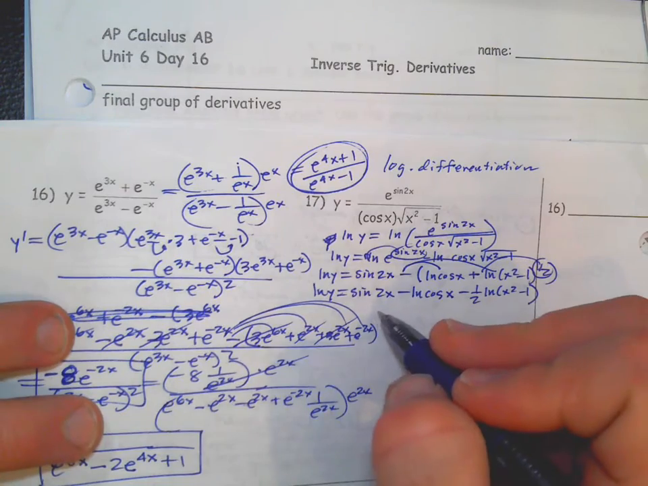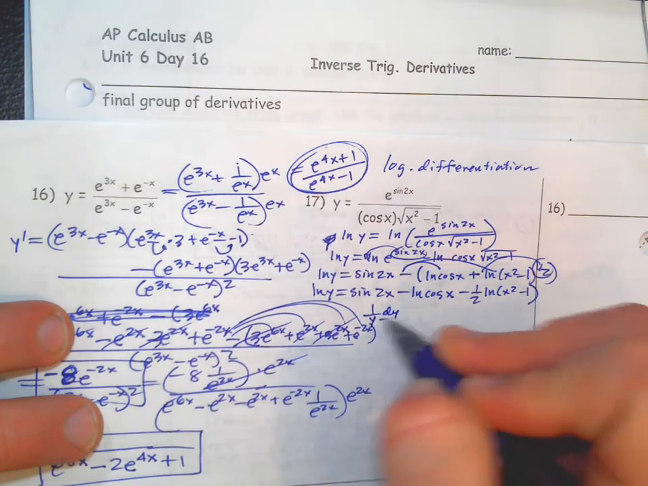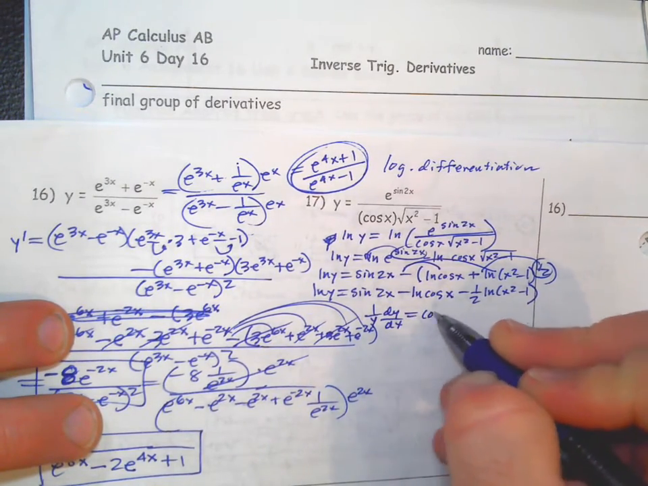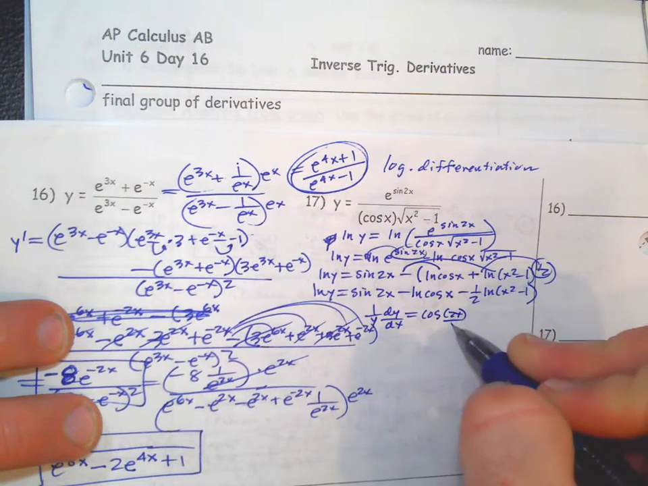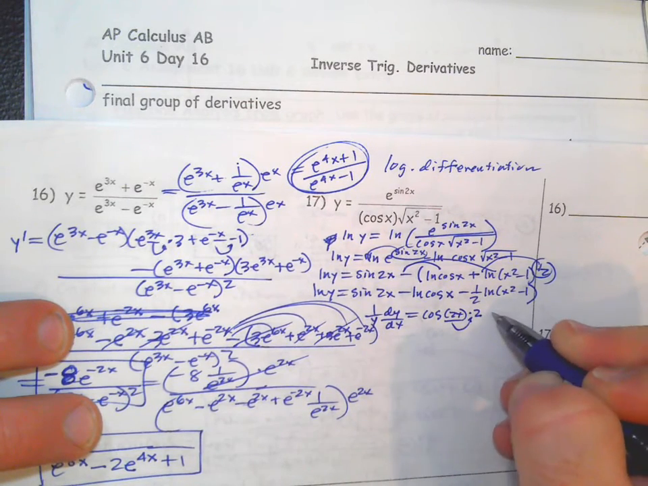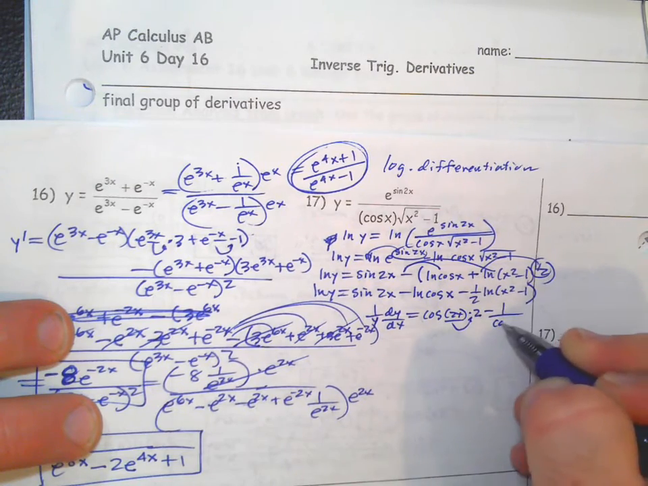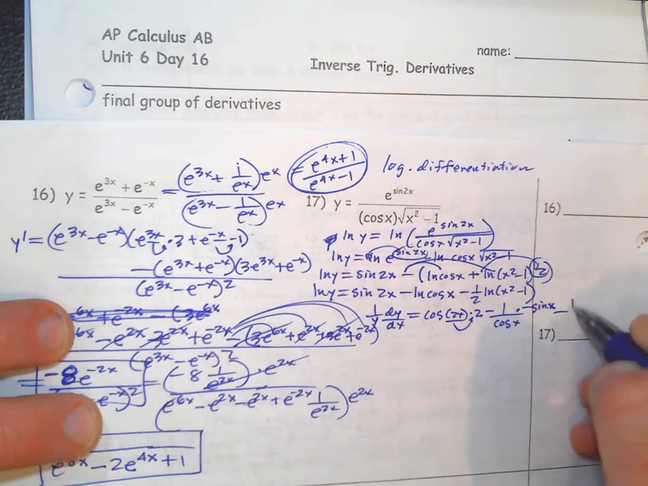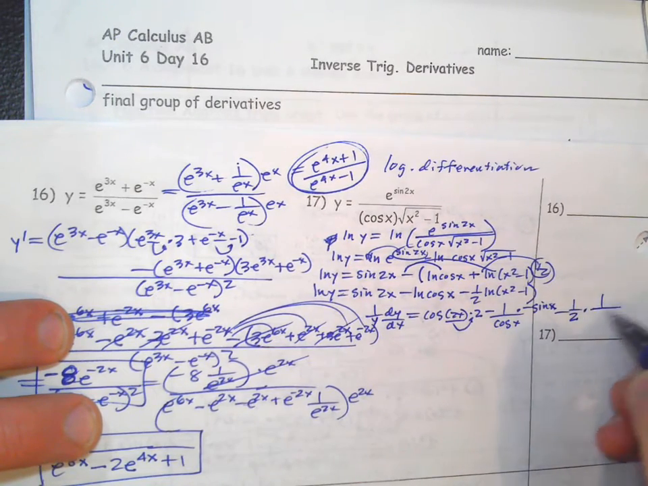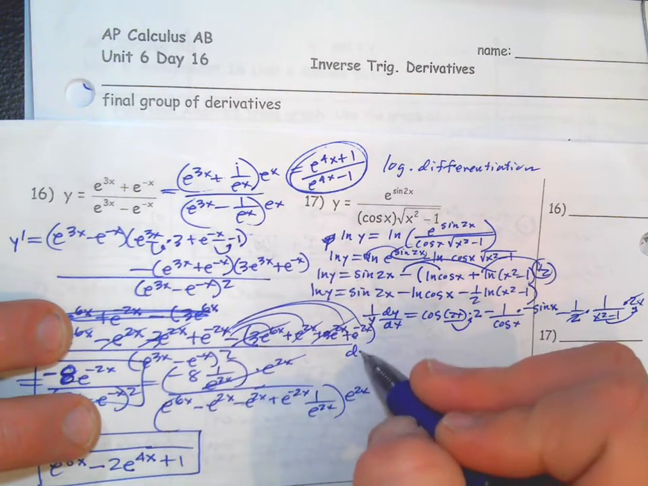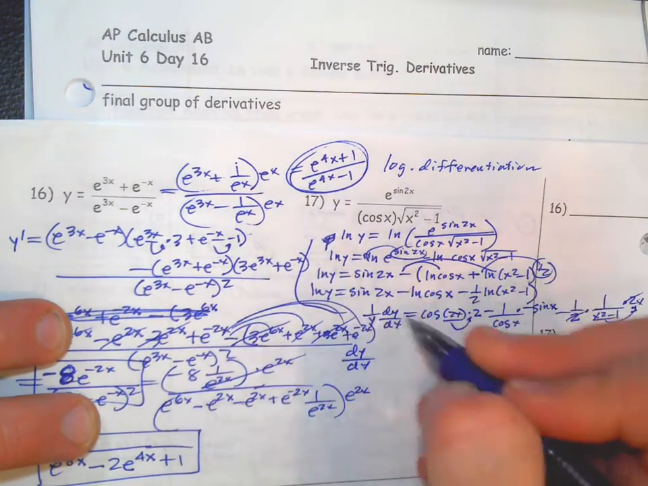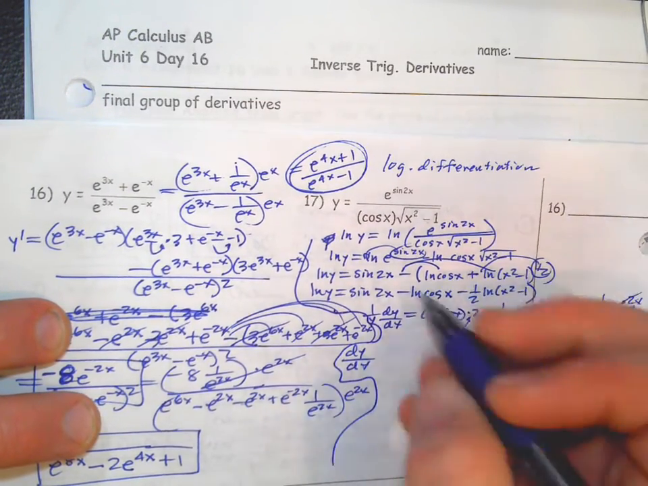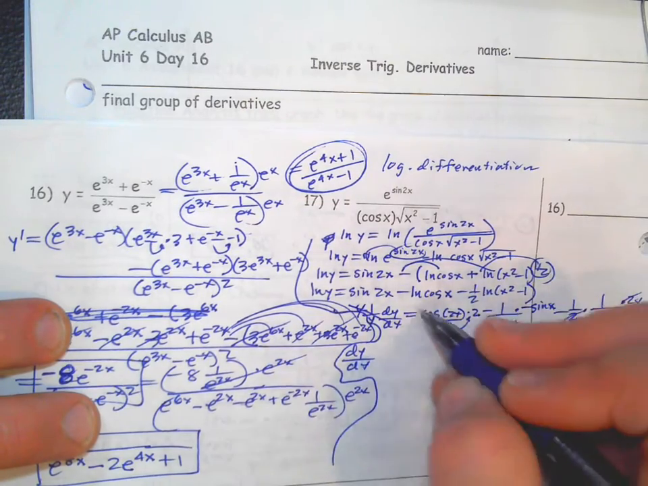So now if I take the derivative, it's going to be 1 over y dy/dx equals cosine 2x times derivative of what's inside is 2, minus 1 over cosine x times derivative of what's inside is negative sine x, minus 1 half times 1 over x squared minus 1 times derivative of what's inside is 2x. So the 2's are going to cancel. I want to get dy/dx by itself. So I'm going to multiply both sides by y.